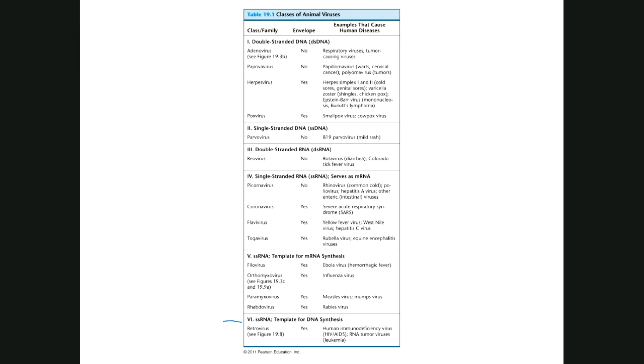If I can find it here. Human immunodeficiency virus. That's the long name for a virus most popularly known simply as HIV. There's the virus HIV, and then there's a group of symptoms that can result from this viral infection that we call AIDS, acquired immunodeficiency syndrome.